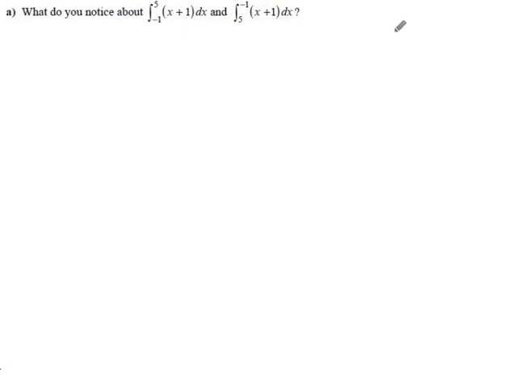I mean, in both cases, if you've got the same curve and we're going from -1 to 5, and then if we go 5 to -1, we're talking about the same area, right? So maybe this won't make any difference.